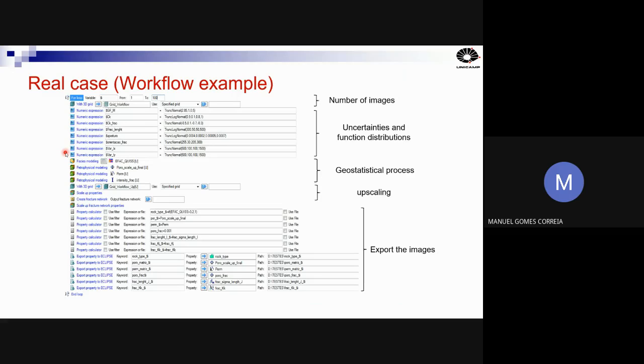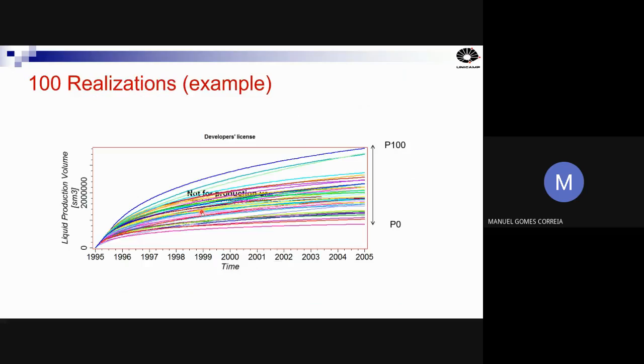However, as I mentioned before, you always need a base case, okay? You never construct a workflow before you have a single realization of your geological modeling, geological model. So then it ends here, okay? This is an example for 100 realizations. Then I think in the next class, people will talk about data assimilation, which is the history matching, okay?